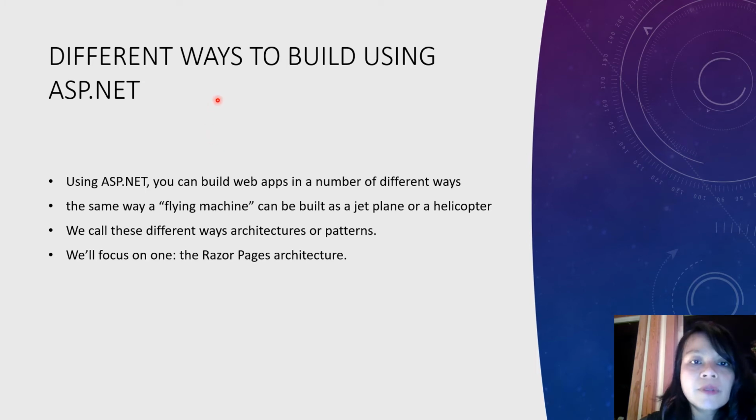So there's different ways, of course, to build using ASP.NET. Razor is just one of them. So using ASP.NET, you can build web apps in a number of different ways. Think of it as building a flying machine. You can build a jet plane or a helicopter or a drone. They're all flying machines. So we use different ways to build it. We call these different ways architectures or patterns. And we're going to focus on one. We're going to focus on the Razor pages architecture.